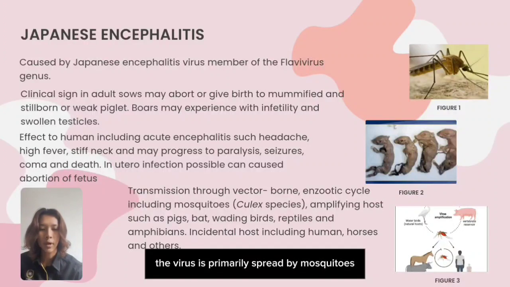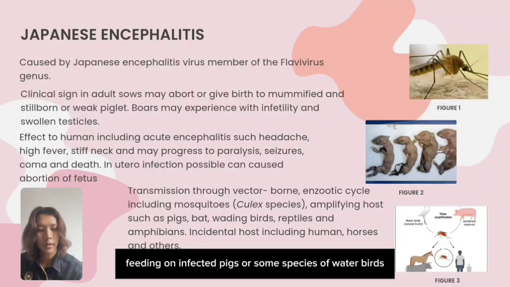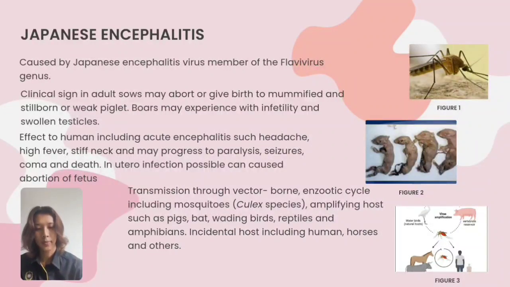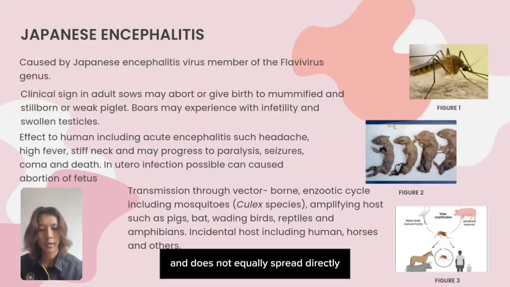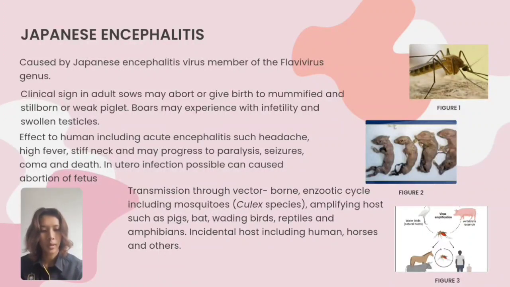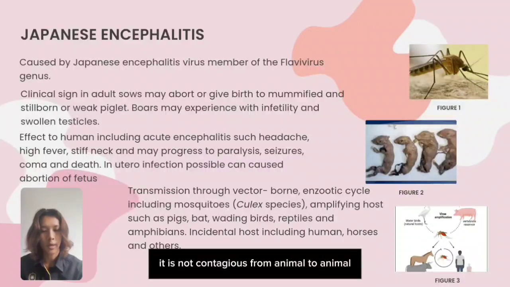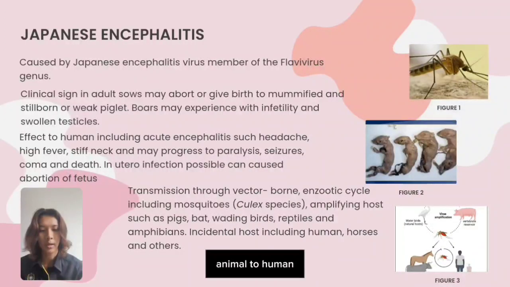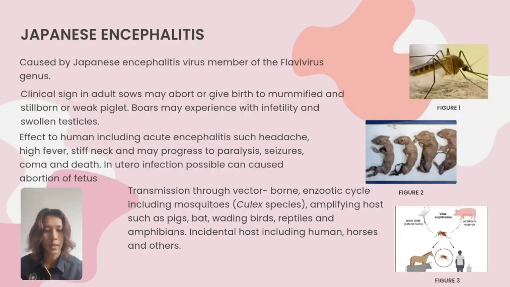The virus is primarily spread by mosquitoes feeding on infected pigs or some species of water birds, and does not spread directly from animal to animal. It is not contagious from animal to animal, animal to human, or human to human.